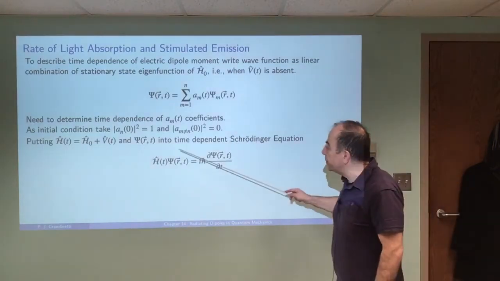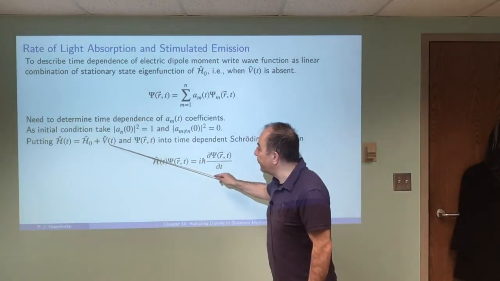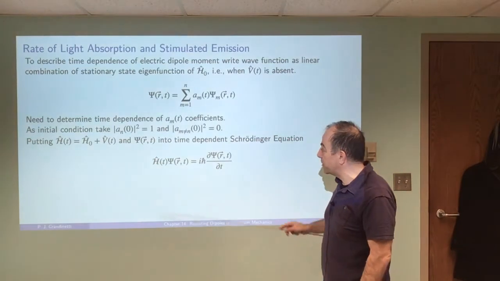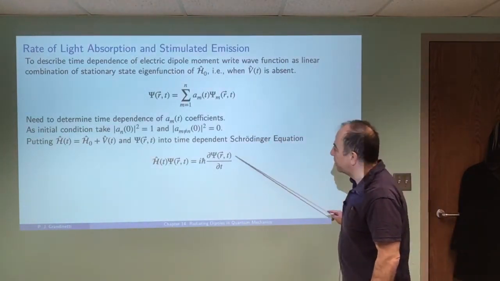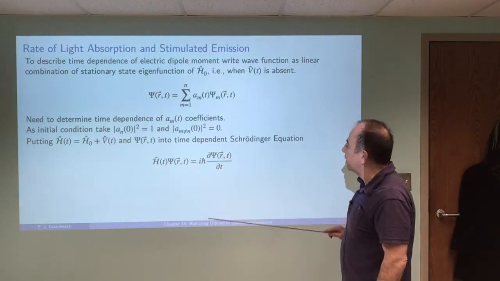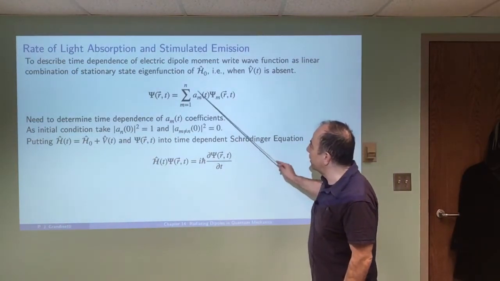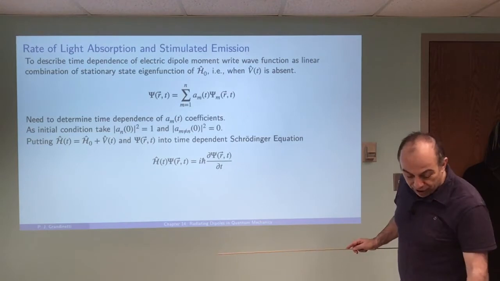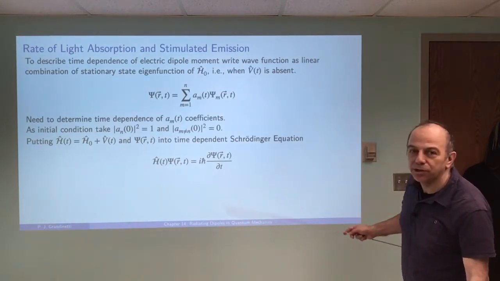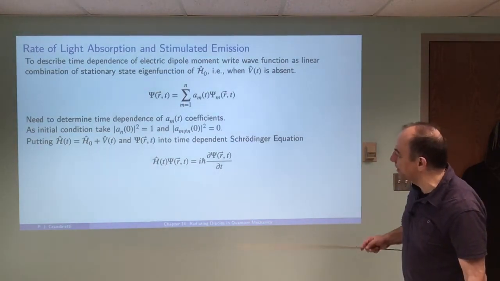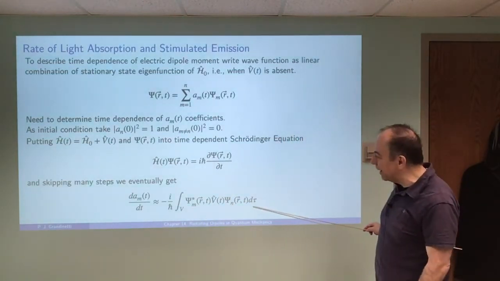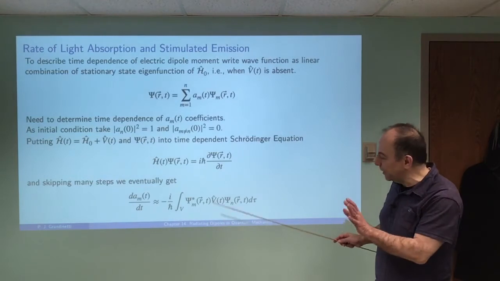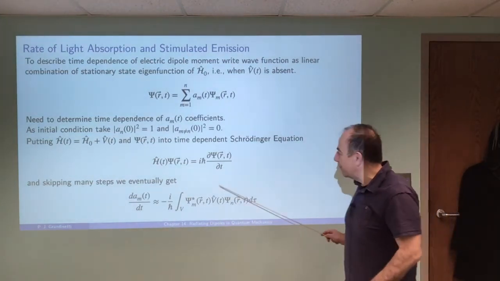And what we're going to do then is use the full Hamiltonian when the perturbation is present, and we're going to solve the time-dependent Schrodinger equation. So we're going to take this equation with this Hamiltonian, and we're going to solve it. Well, we're going to do sort of a Taylor series expansion and a lot of work, and later, after many steps, you'll find this result. So I leave this as a homework assignment for you to work out.